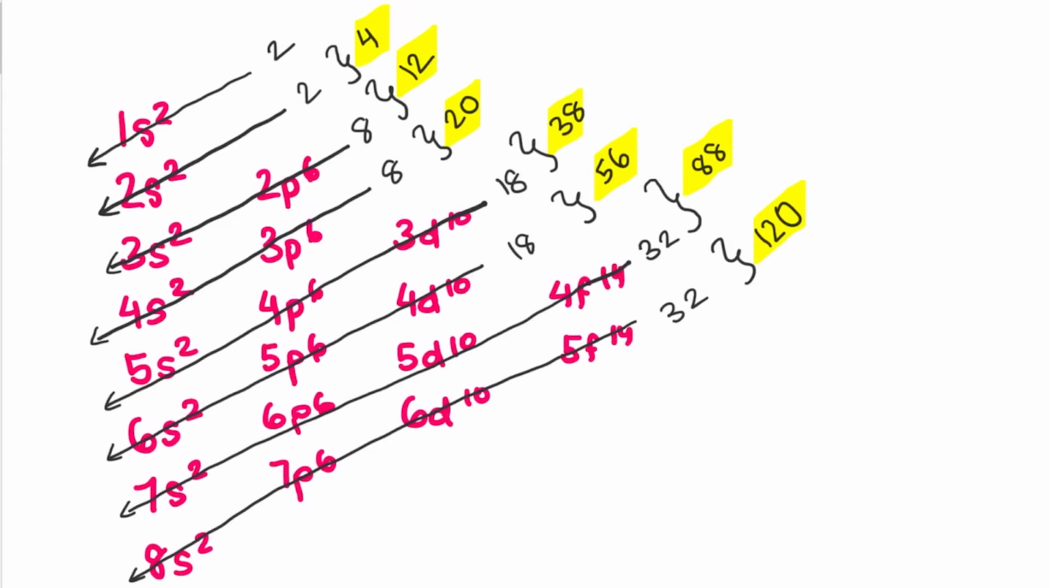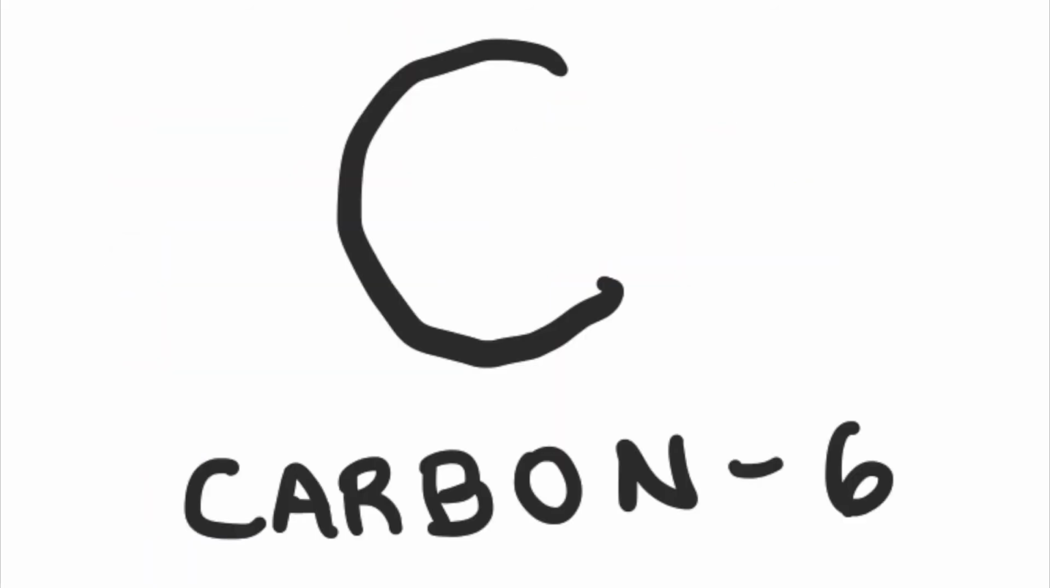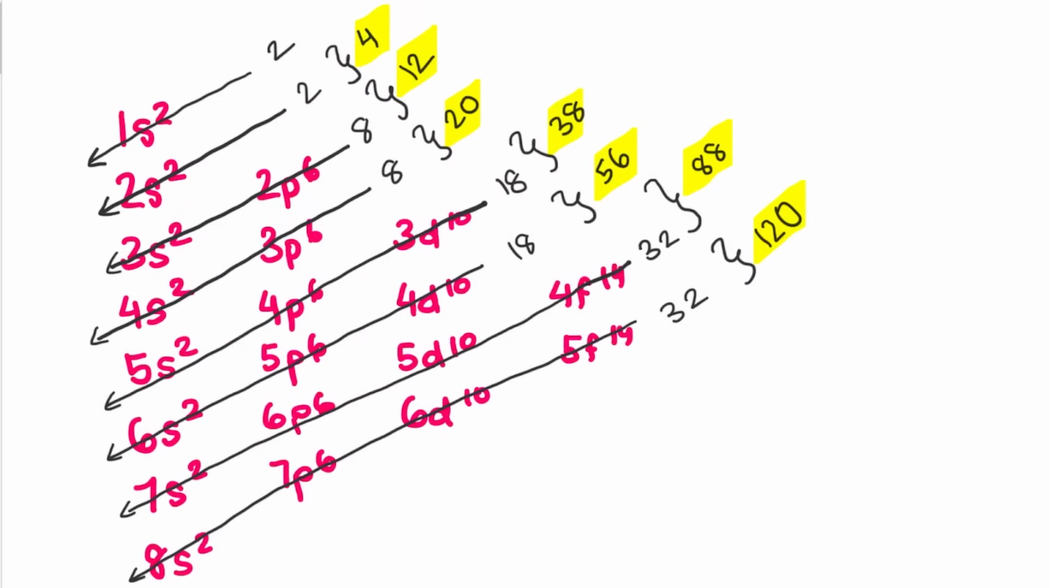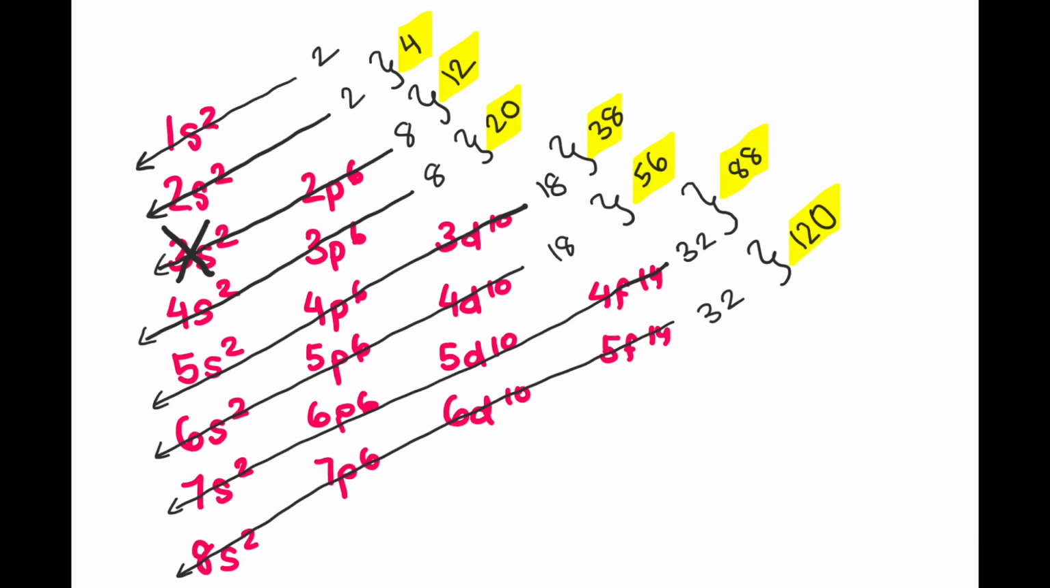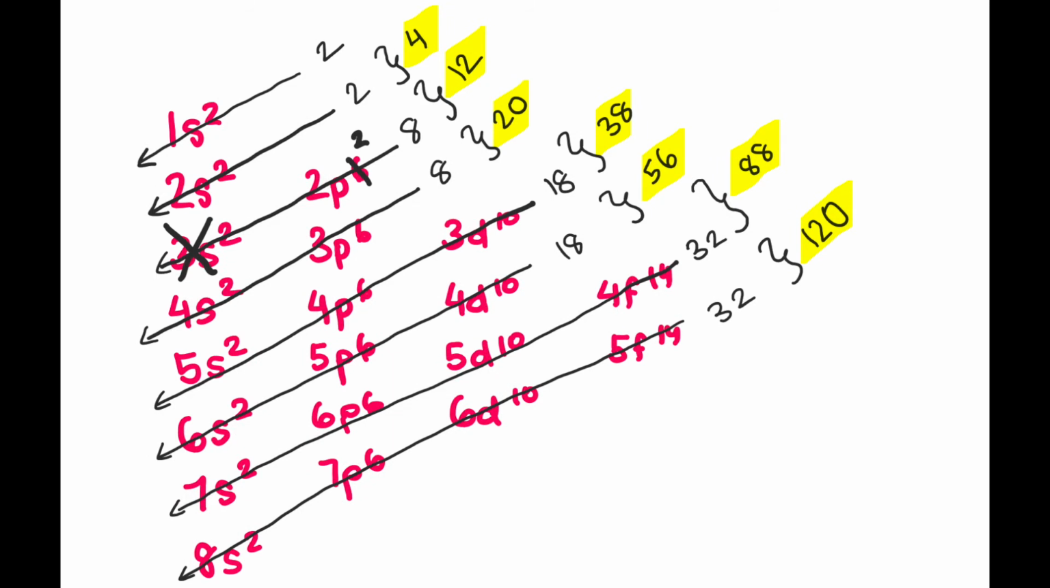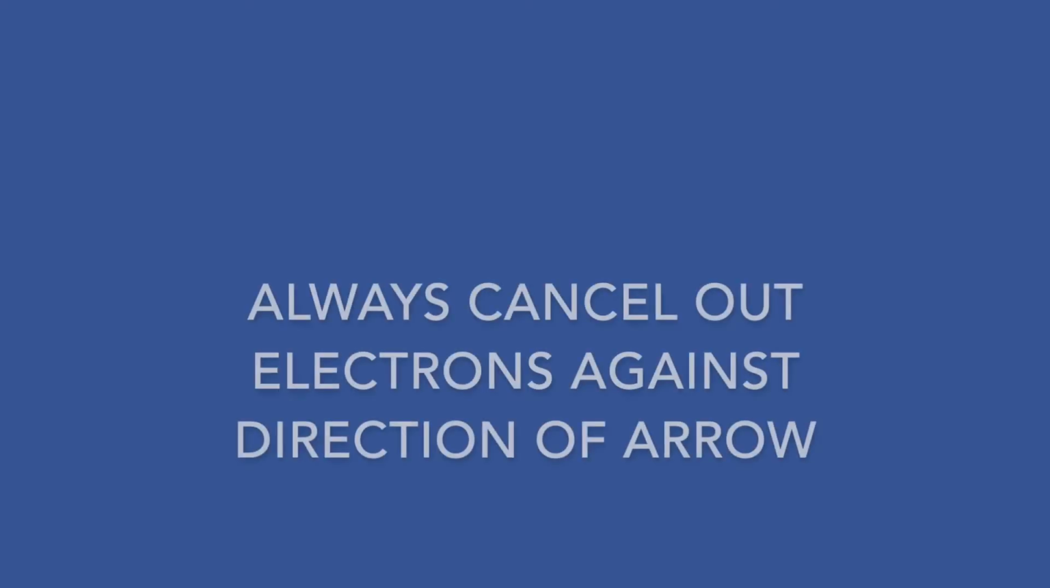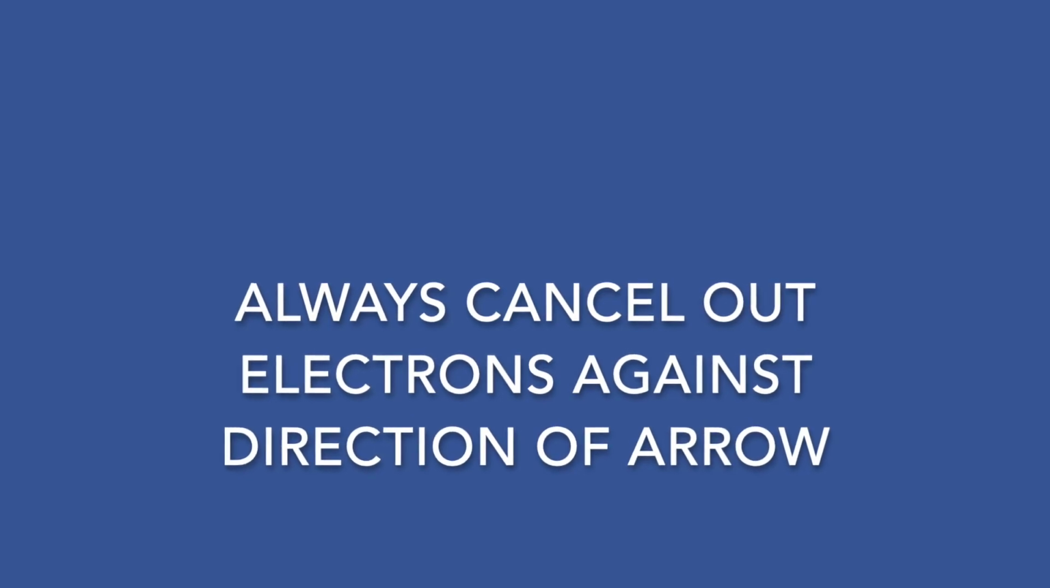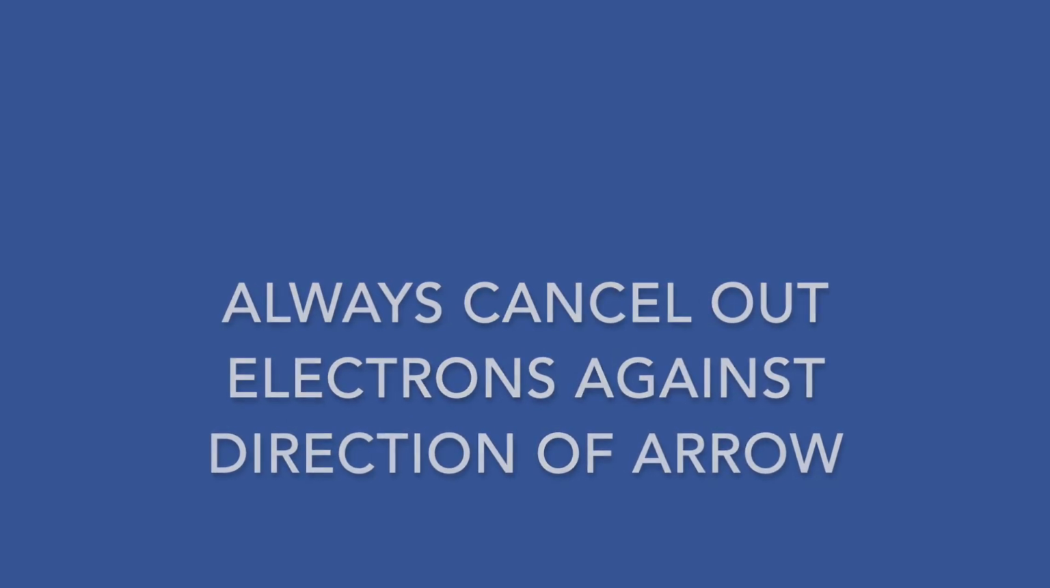So let's take a random element, carbon. Carbon has an atomic number of 6. Let's go back to the highlighted numbers. 6 is greater than 4 but less than 12, so it has to come in the third arrow. However, 6 is 6 less than 12, so we cancel out 2 from 3s2 and 4 from 2p6, so we're left with 2p2. We always cancel the electrons from an arrow against the direction of the arrow.